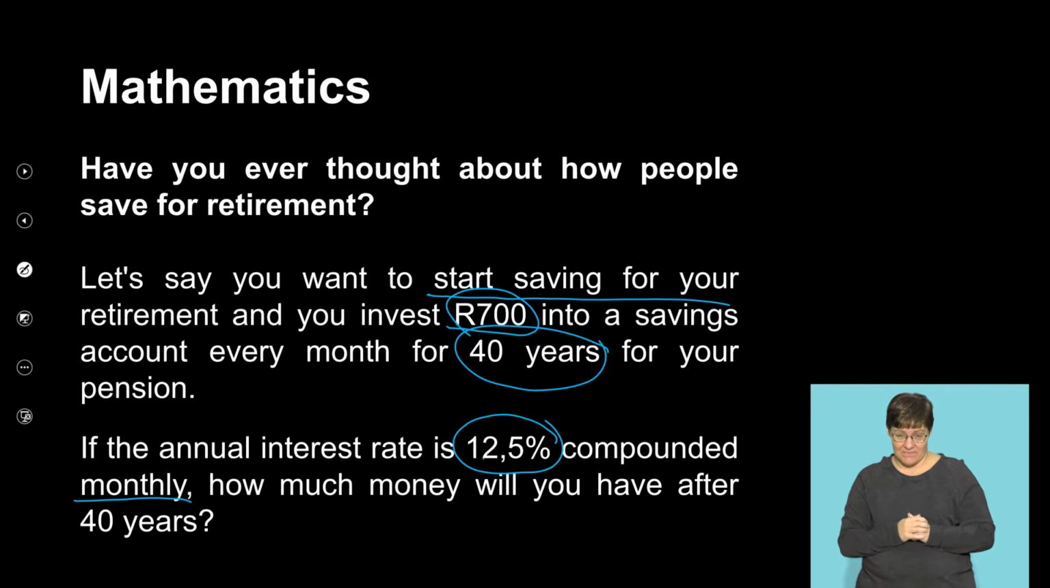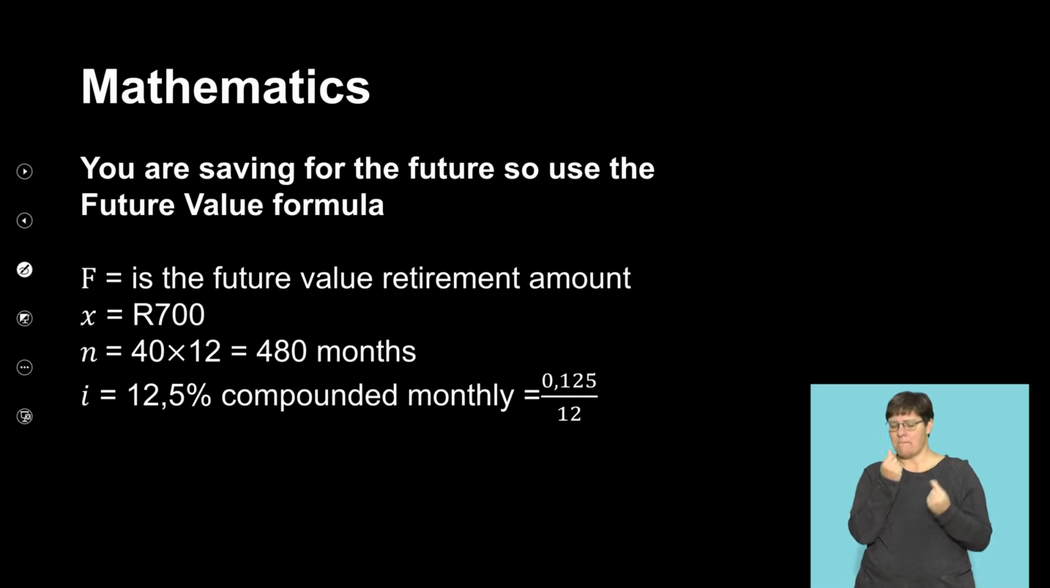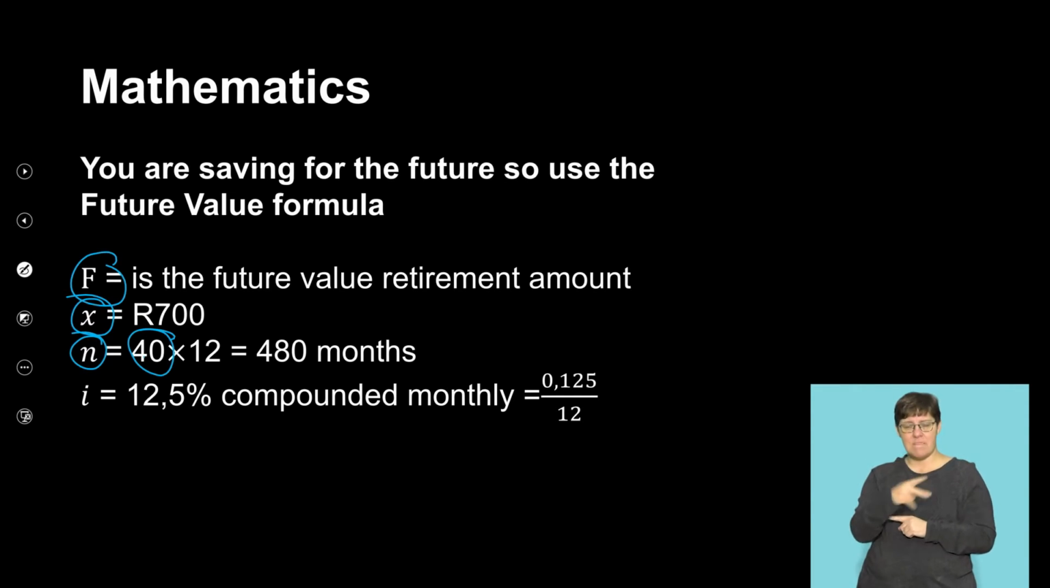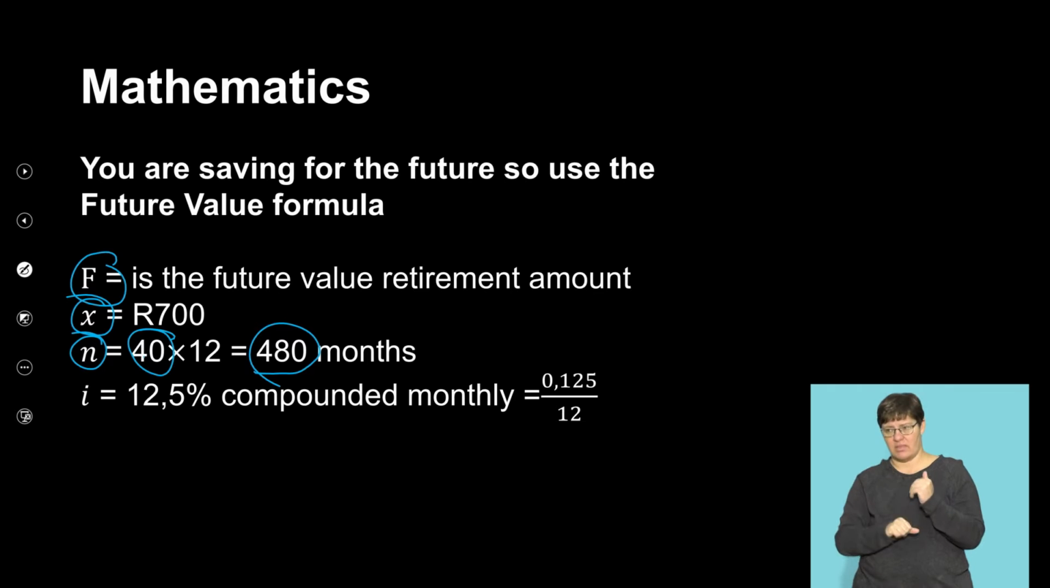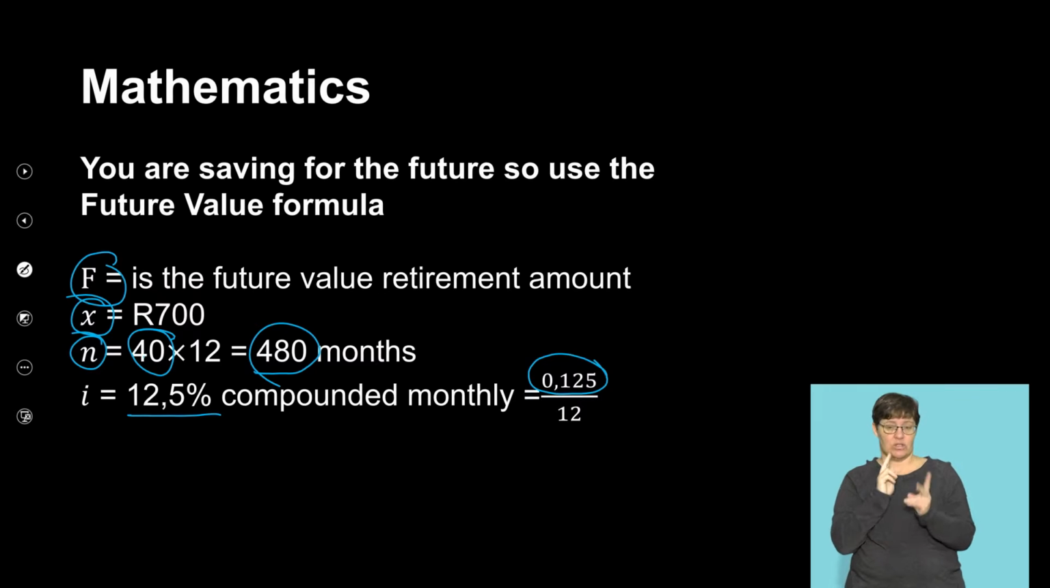Now, how much money will you have to retire after the 40 years? What we normally start by doing is to write down some data. This data is to label everything as is. So F will be the amount that we want for retirement. X will be your monthly payment, which is the 700. N will be 40 multiplied by 12. Why? Because every month you are making the payment, not every year. So for the first year, 12 months, second year, 12 months, until you get to 480 months, which is the 40 years. And then the interest is 12% per annum, compounded monthly, which is the same as 0.125 over 12, because I want to know how much you are actually getting on a month-to-month basis.